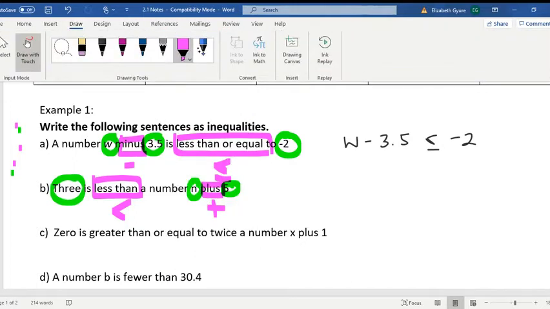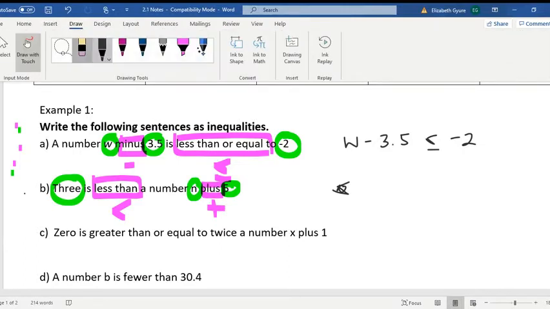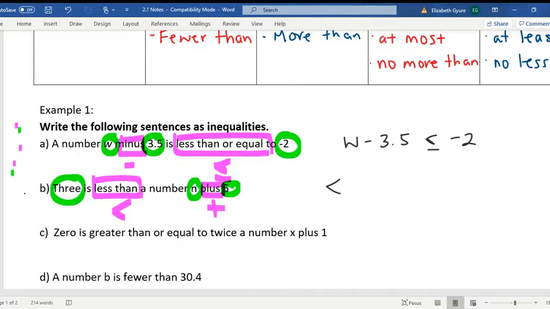Okay, so now let's rewrite this. I'm going to start with my symbol. We know we need a less than symbol. Oh, so draw that. Okay. 3 is less than a number n plus 5. So 3 is less than, right? If it's saying 3 is less than, should that go on the left or the right? Think about the way you're reading that. Yeah, because it's saying 3 is less than. So you would have your 3 and then your less than symbol. A number n plus 5. So then what should I write on the right-hand side? N plus 5, exactly. Good.